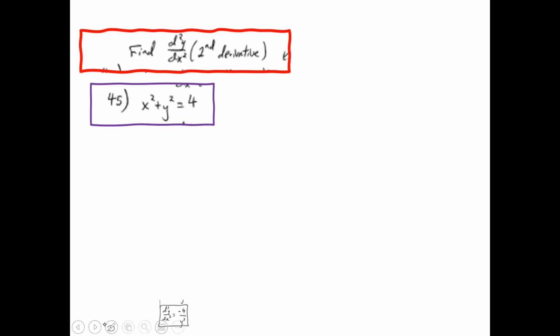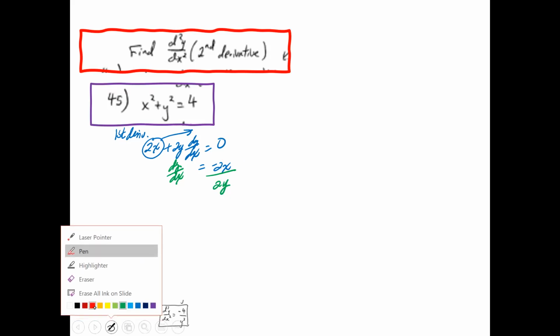Okay, so number 45, we're gonna find the second derivative of this. Looking at it the first time, it doesn't look too bad. So the first derivative is going to be 2x plus 2y dy over dx equals 0. That's the first derivative, but I need to find dy over dx. So I am going to move the 2x over to the right side. That becomes a negative 2x. And I'm also going to divide by 2y on both sides. So dy over dx equals negative 2x over 2y. Ta-da! Not too bad. First derivative.